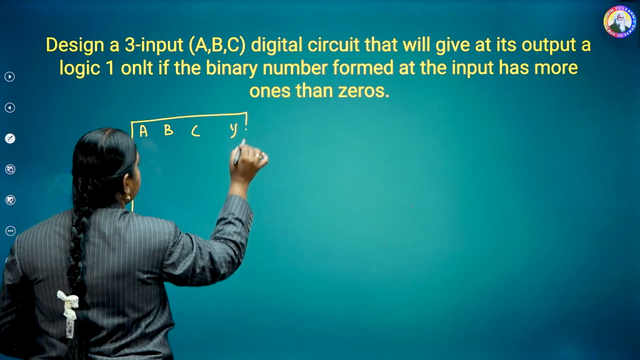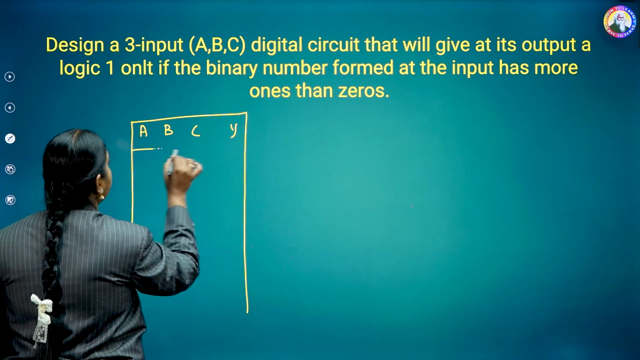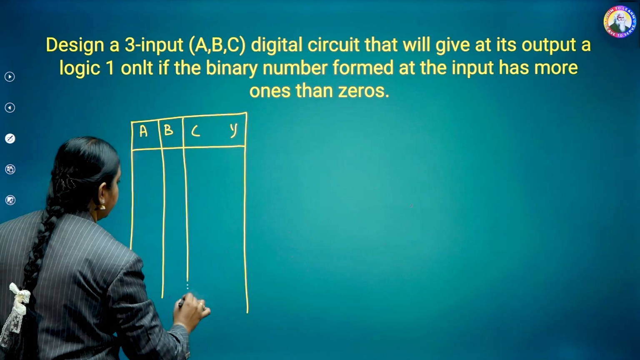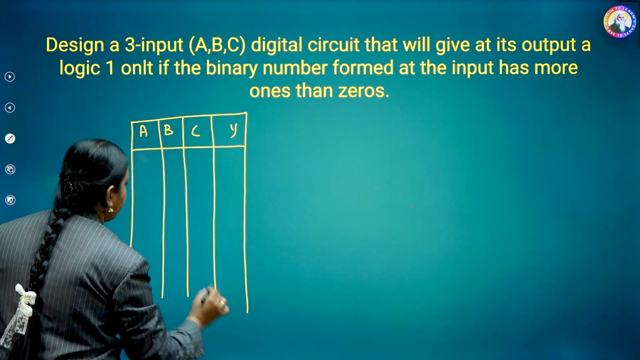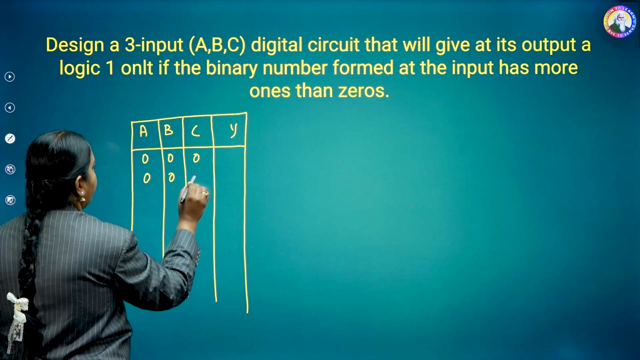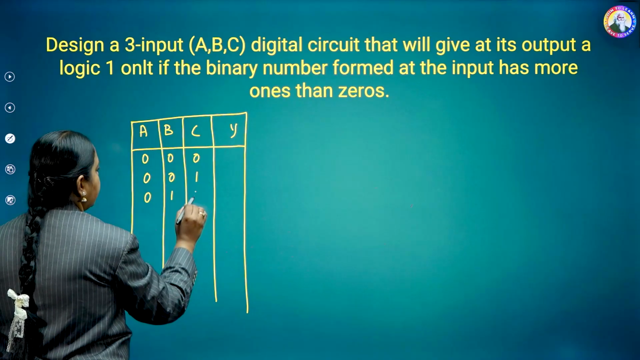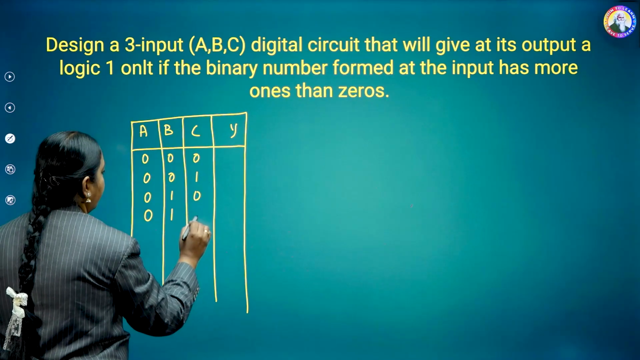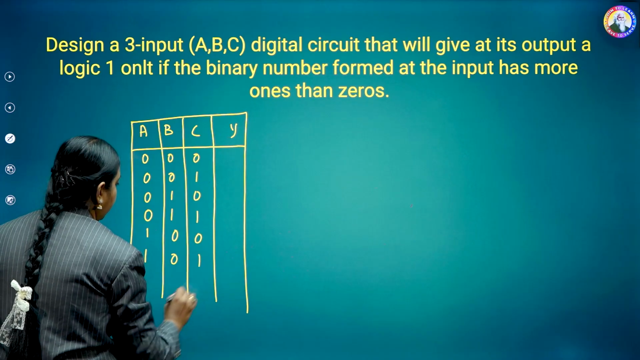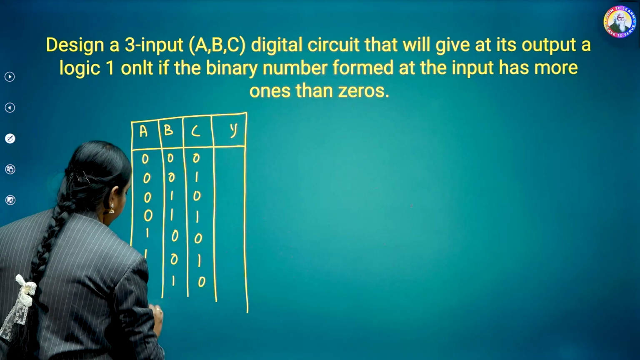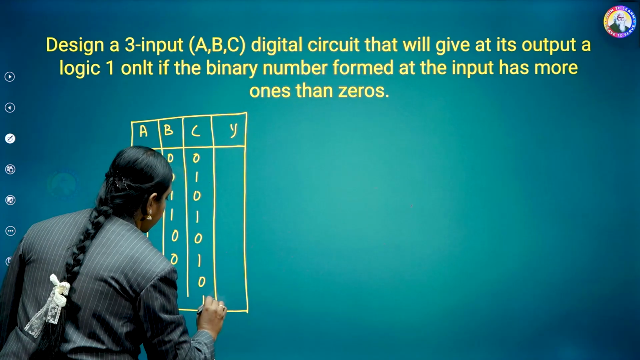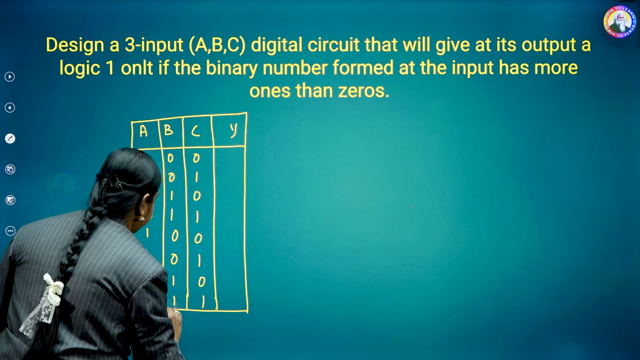3 variables. In the sense, how many combinations will I get? I'll get 8 combinations: 0 0 0, 0 0 1, 0 1 0, 0 1 1, 1 0 0, 1 0 1, 1 1 0, 1 1 1. Right. So this many combinations I'll get with respect to 3 variables.